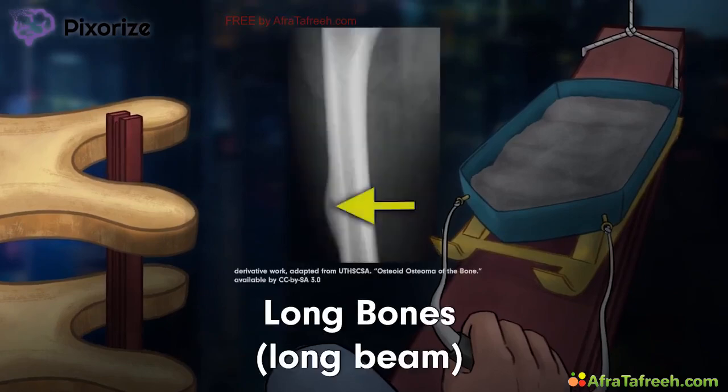Next, we'll talk about the long beam itself. The long beam here should help you remember the long bones, which is where osteoid osteoma usually occurs. More specifically, osteoid osteoma usually occurs in the cortex of long bones, and knowing this location will help you differentiate it from osteoblastoma come test day.